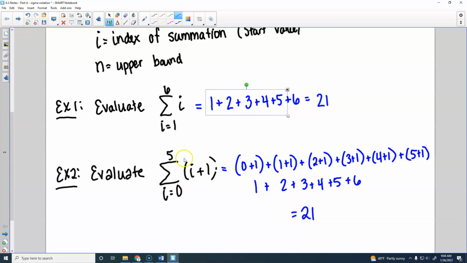So some of the questions you'll have will just ask you to evaluate, and the best way to do this is just the brute force method of plugging in the numbers and adding them together, right? Because adding the numbers from 1 to 6 is not going to take you very long. Now, if we had a more complicated formula and it was 1 to 1,000, we would not want to do that by hand, right?